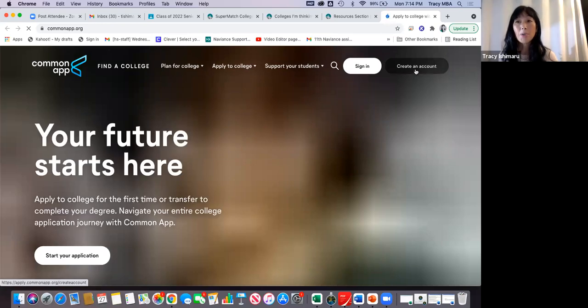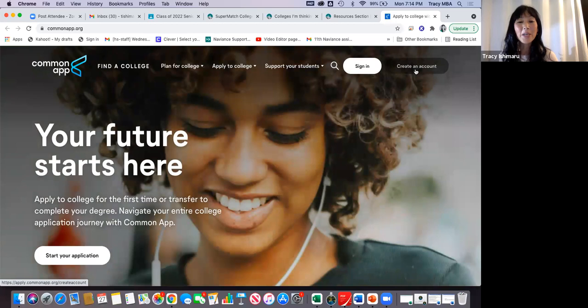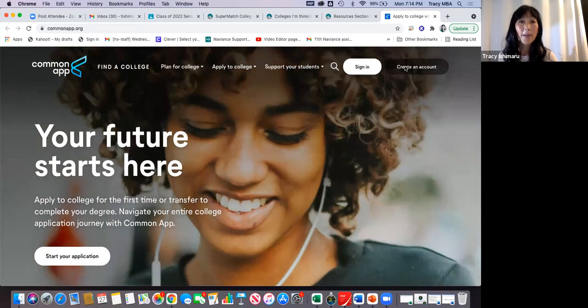The student should create an account. They should have an email that's outside of our stu.spusd.net because that's only internal. So they should have a personal email to use, and they can go ahead and create an account right there.